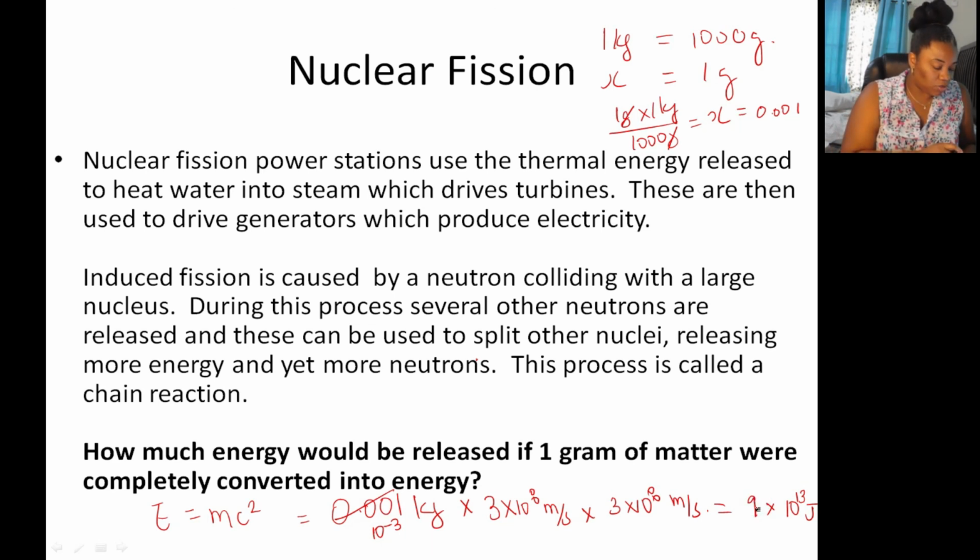So let's make sure we have that correct. So we have 10 to the negative 3 times 3 times 10 to the 8 times 3 times 10 to the 8.